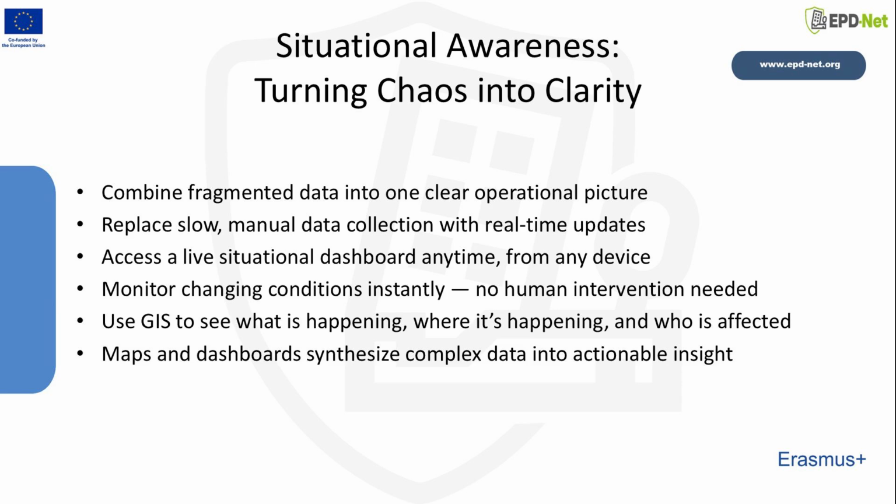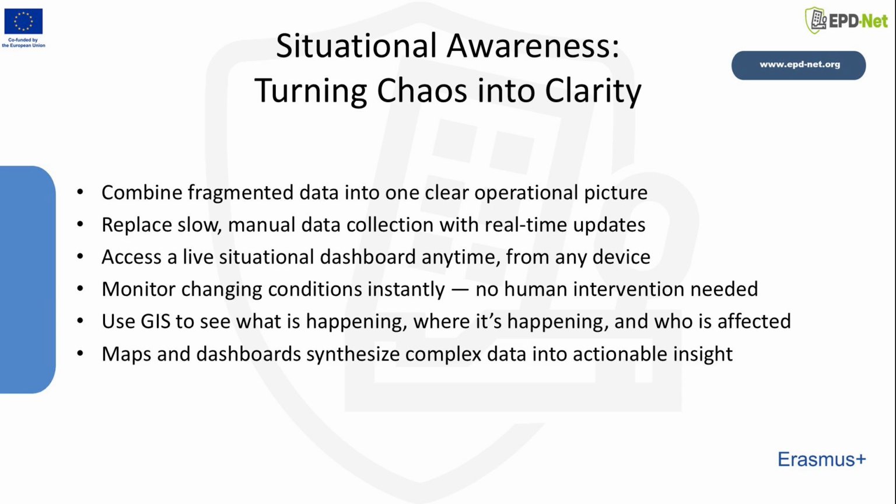Manual data collection is slow, inconsistent, and often outdated the moment it is recorded. Information becomes siloed, an Excel file here, a PDF there. And during an emergency, outdated information is not just inefficient, it's a serious risk. GIS completely changes this reality.